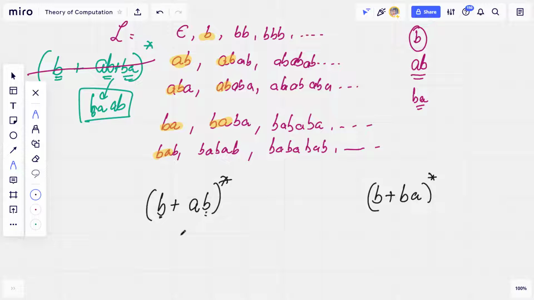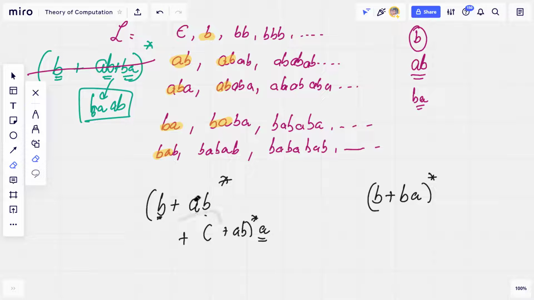So I need to add one more term, which is B plus AB star, and appending A at the end. Why? Because this will cover all the strings that start with A and end with B, and also all the strings that start with B and end with B. So basically it covers all the strings that start with B or A, but I also need one more group of strings, which actually ends with A also.